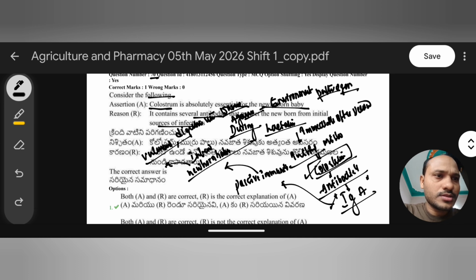So the assertion: colostrum is absolutely essential for the newborn. Yes. Why? Because it contains several antibodies. Which antibody? IgA antibodies. And what is the importance? They provide passive immunity to the newborn baby against initial sources of infection. So both the assertion and the reason are correct statements. Hence the right answer is 1.